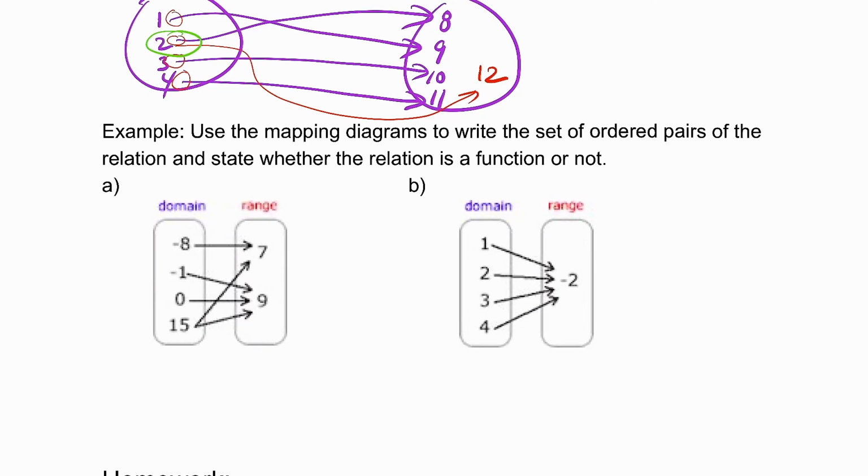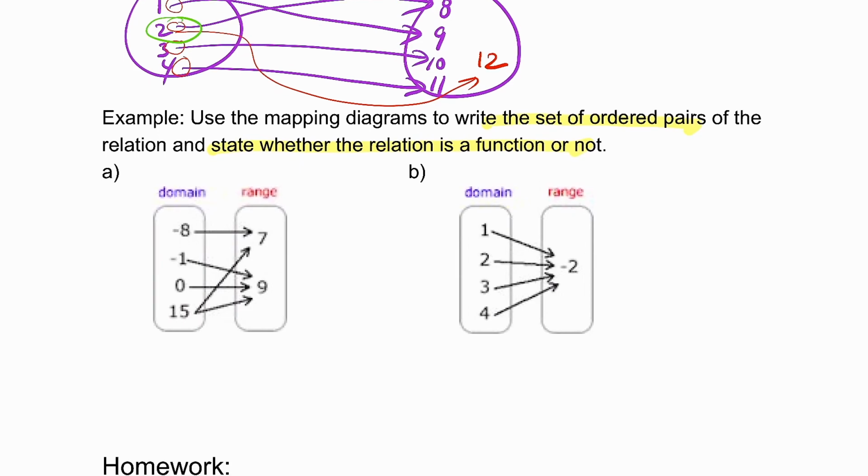Here's an example where we use mapping diagrams. The first thing we're asked to do is write the set of ordered pairs of the relation and then state whether the relation is a function or not. I'm actually going to do the second part first because I find that's a little bit easier. Looking at the arrows coming out, I see there are two arrows coming out of 15. In other words, 15 maps to two different answers, so this is not a function.